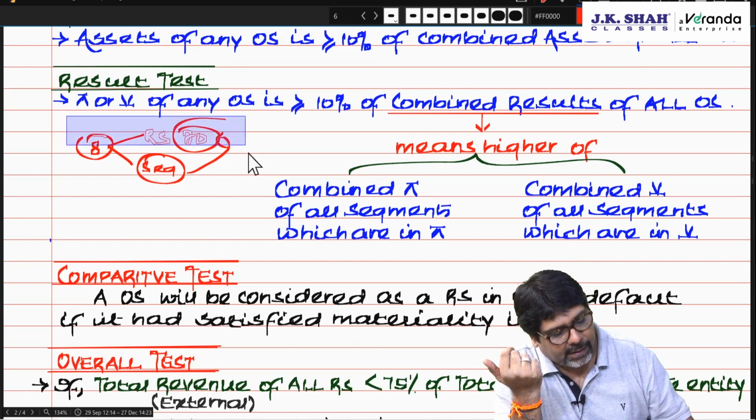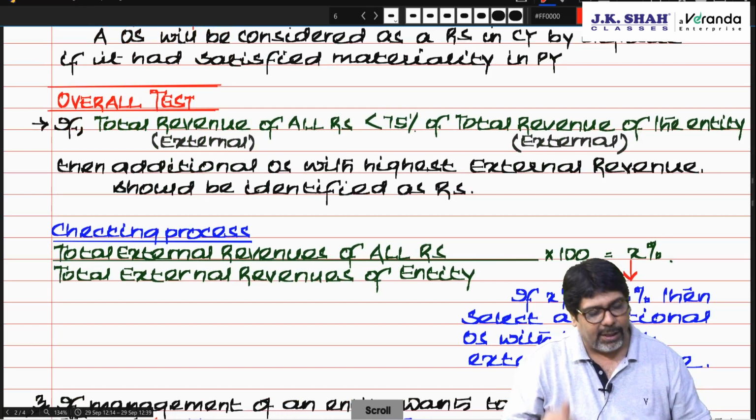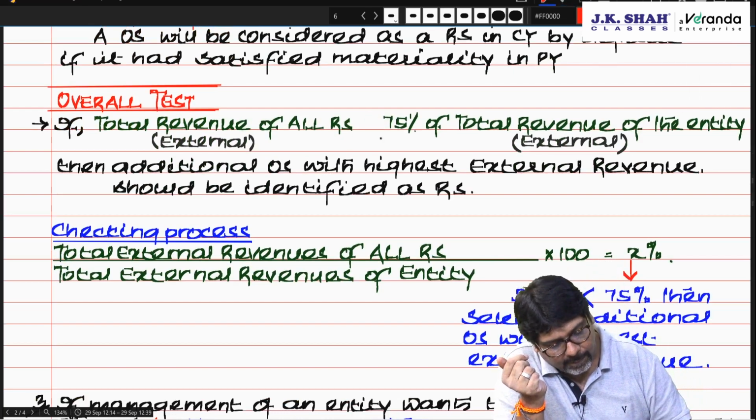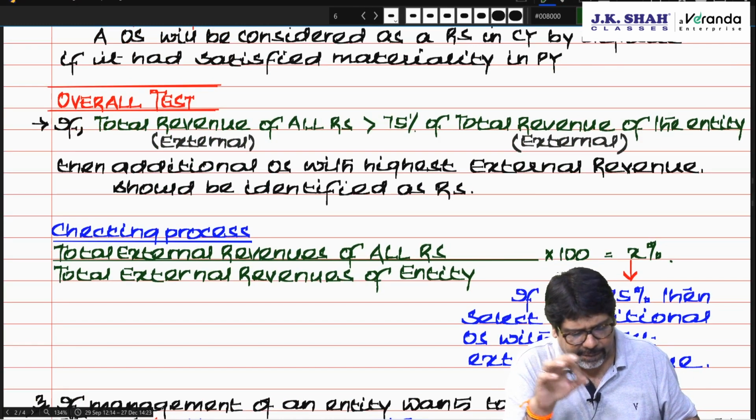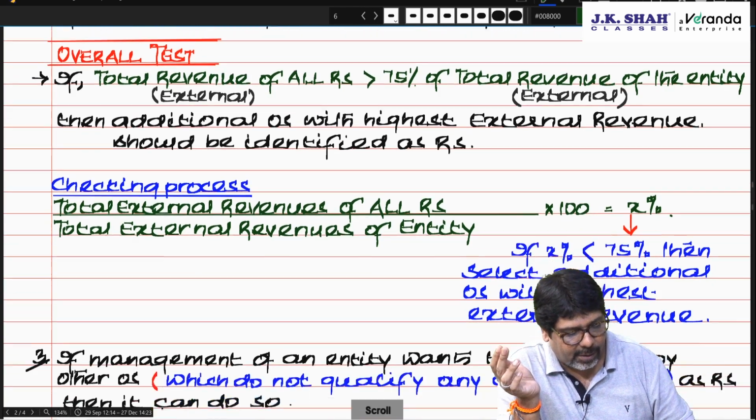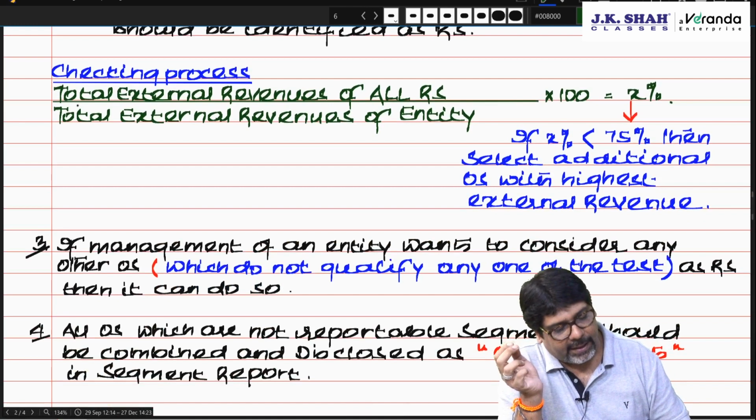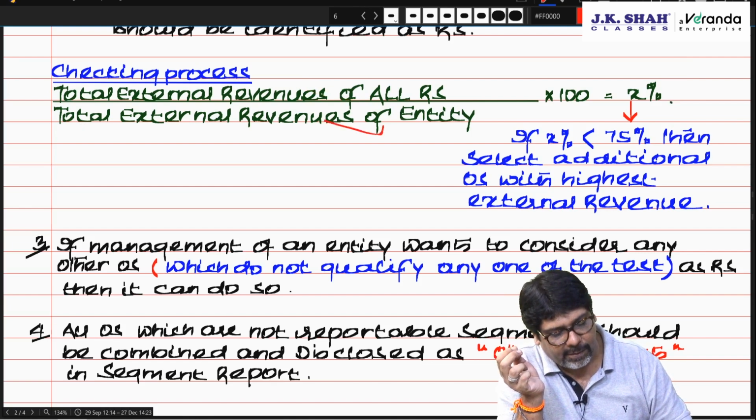Correct, sir. Understood. Now, after the overall test, the total revenue of all reportable segments should be greater than 75% of the total revenue of the entity. Then additional operating segments with higher external revenue should be identified as reportable segments. Checking: total external revenue of all reportable segments divided by total external revenue of the entity into 100 is X%. If X% is less than 75%, select additional segments.